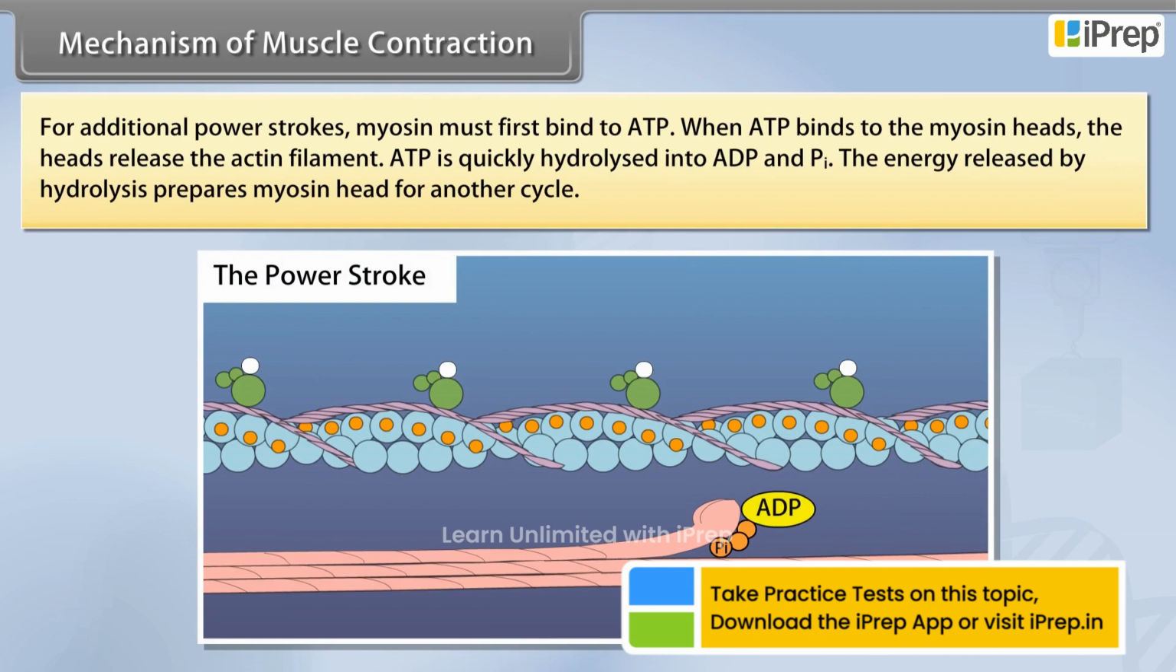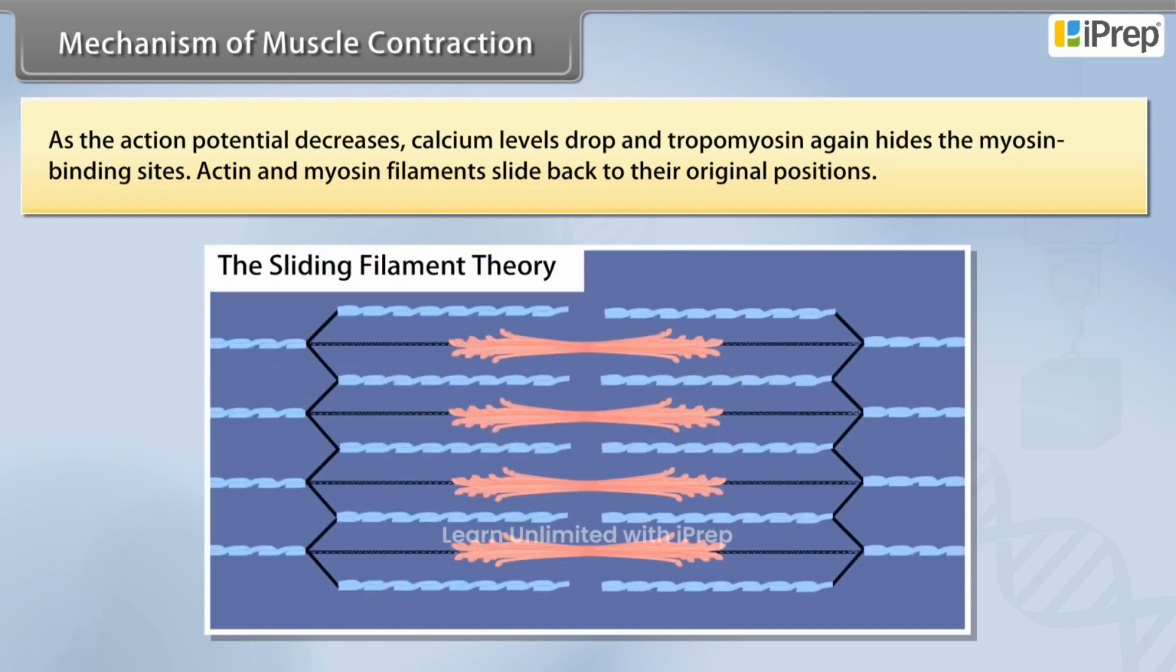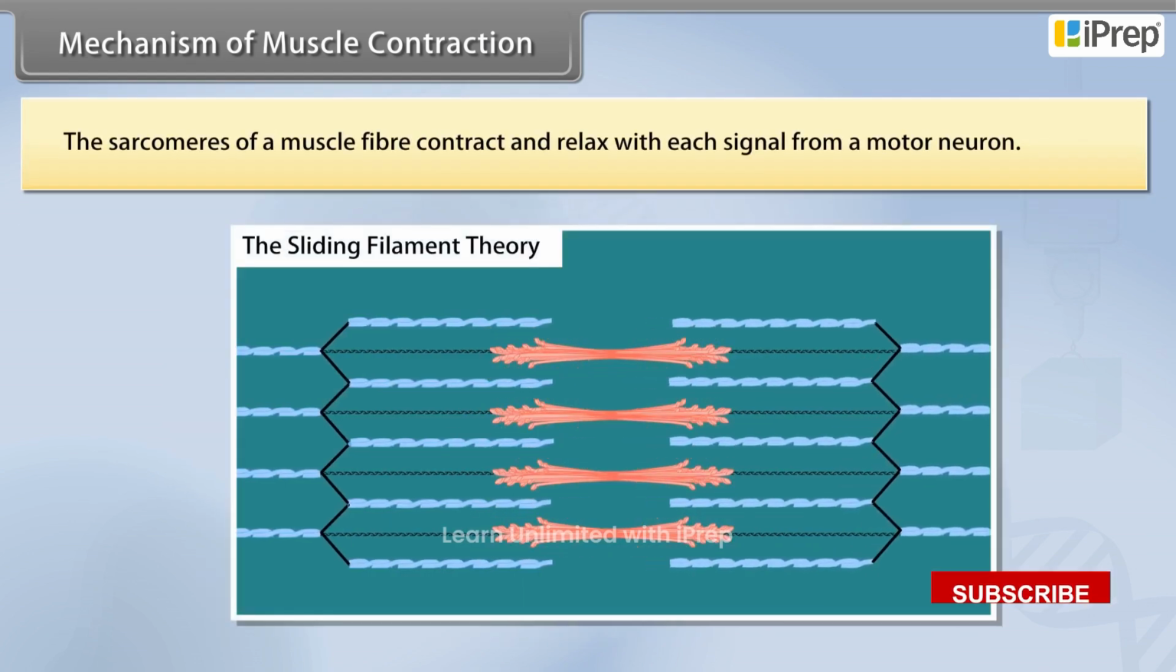When ATP binds to the myosin heads, the heads release the actin filament. ATP is quickly hydrolyzed into ADP and Pi. The energy released by hydrolysis prepares the myosin head for another cycle. As the action potential decreases, calcium levels drop, and tropomyosin again hides the myosin binding sites. Actin and myosin filaments slide back to their original positions. The sarcomeres of a muscle fiber contract and relax with each signal from a motor neuron.